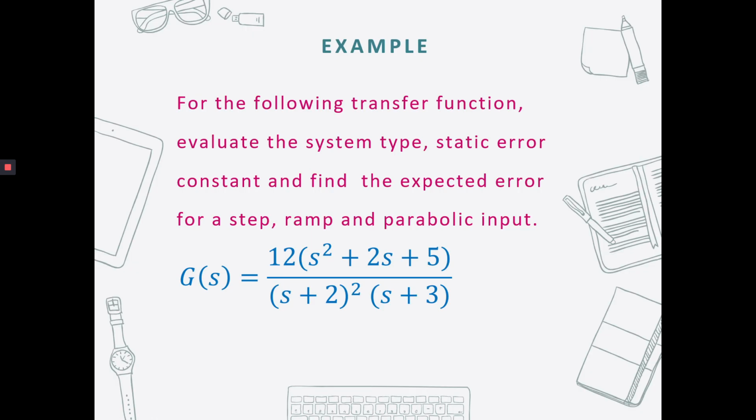So you can try this example for step, ramp, and parabolic input. For this one, you know that this is type 0, s to the power of 0.